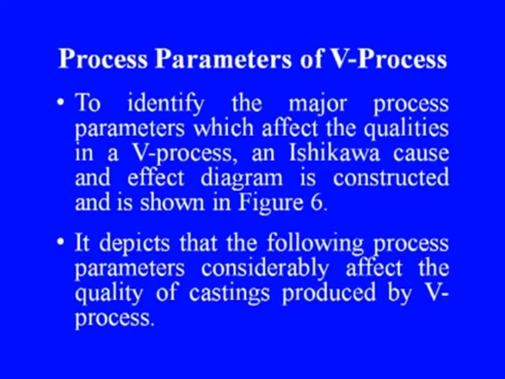Now, let us see the process parameters of the vacuum process. In order to identify the major process parameters which affect the qualities in a V process, an Ishikawa cause and effect diagram is constructed and is shown in figure 6.